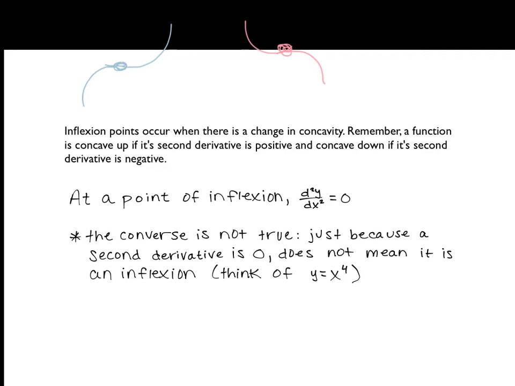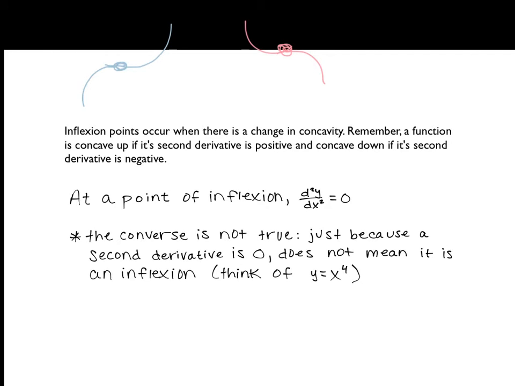So at a point of inflection, what's really important is that if it's switching from concave down to concave up, then we have a negative second derivative to a positive second derivative, or from concave up to concave down, we have a positive second derivative to a negative second derivative. That point where the second derivative is zero is your inflection point. So at any point of inflection, this is really important, your second derivative is going to be zero. And it's not an if and only if statement.